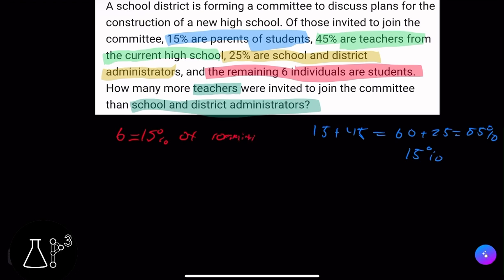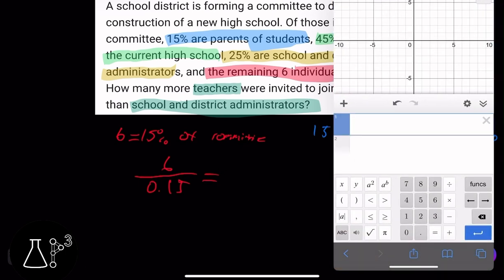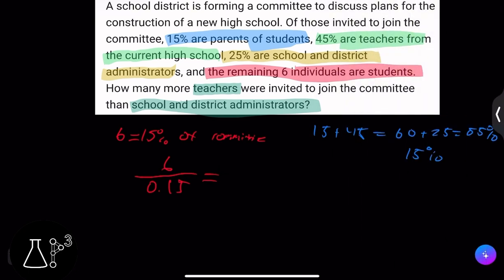I want to look for how many people in total were in the committee. So what can I do? I can do 6 divided by 0.15 to look for the total number of people in the committee. If I do 6 divided by 0.15, I get 40. Therefore, in total, there are 40 people in the committee, or people that are invited to the committee. So this is a total. I'm going to do this in pink.